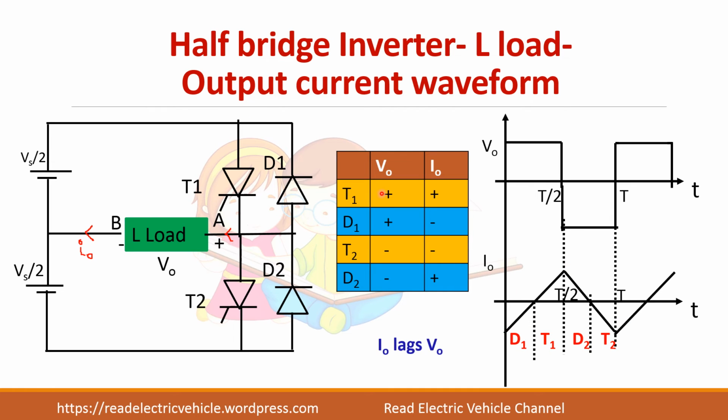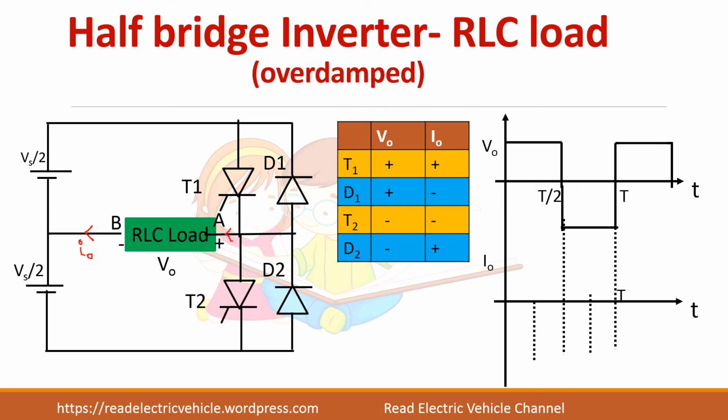So when both are positive, T1 will conduct. Voltage and current positive, T1 will conduct. When voltage is positive and current is negative, D1 will conduct. So similarly, D2 and T2 conduct based on this. So next is the RLC overdamped circuit.